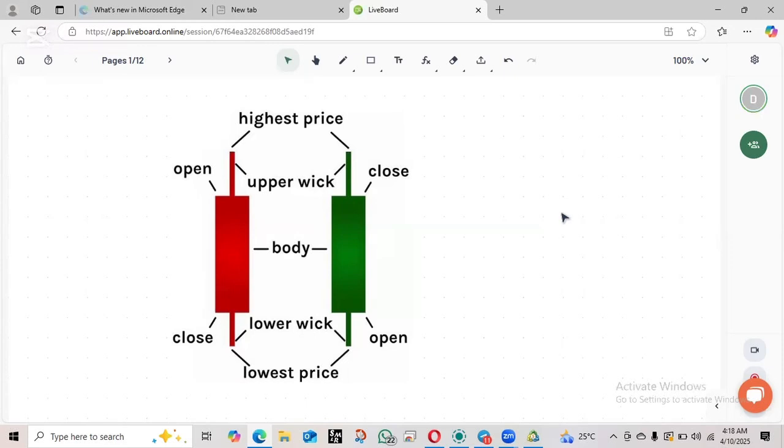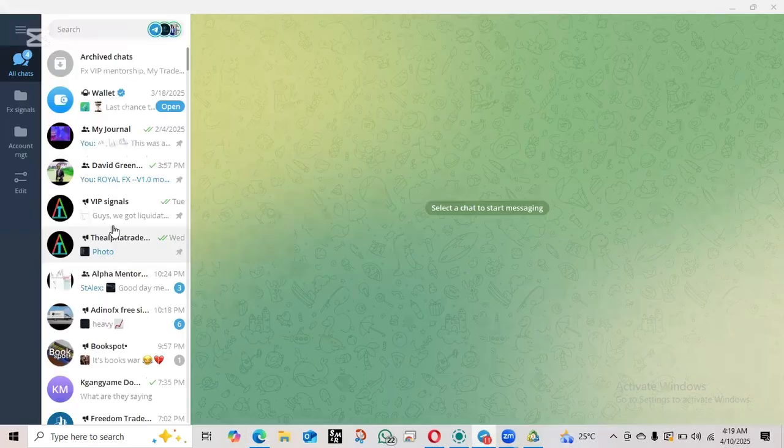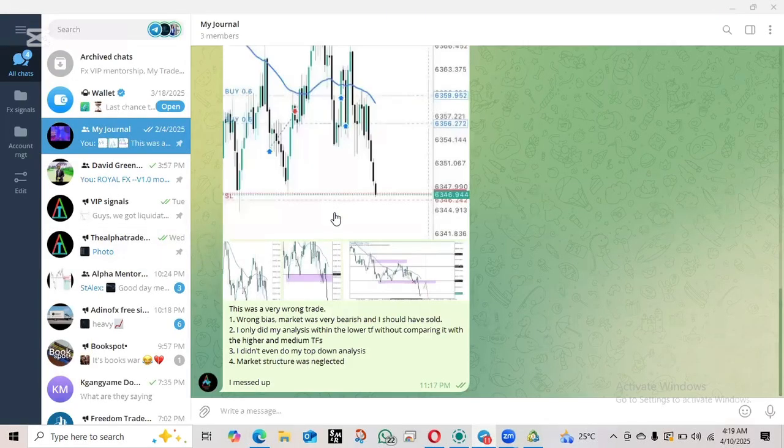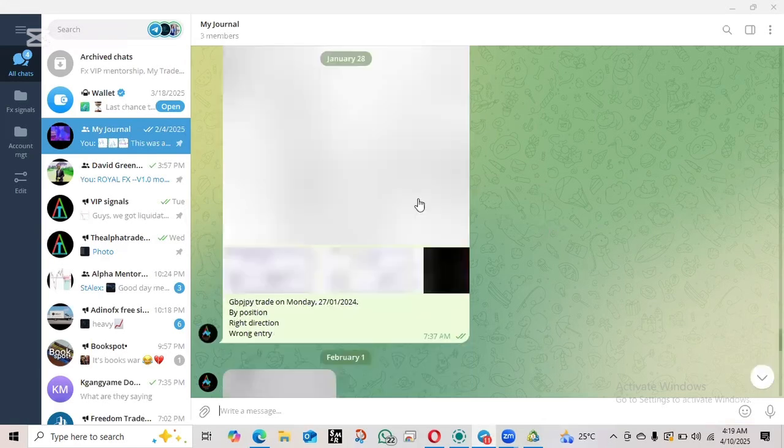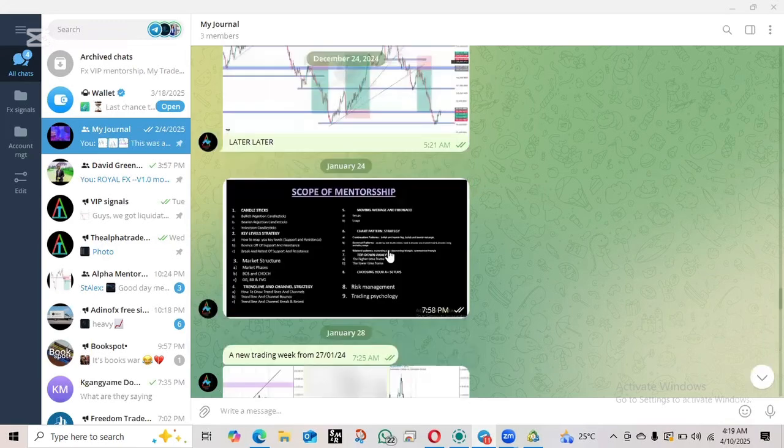And the first one on the list is the candlestick patterns. I'm going to be going through the topic to teach you the candlestick patterns, so that in the end you would have understood candlestick very well, as it is the language of the market.